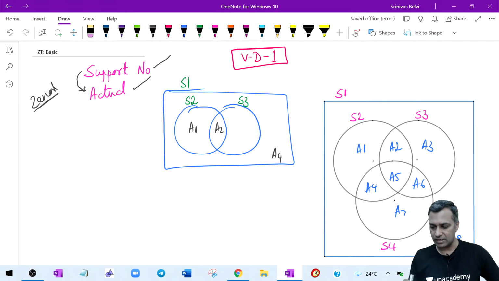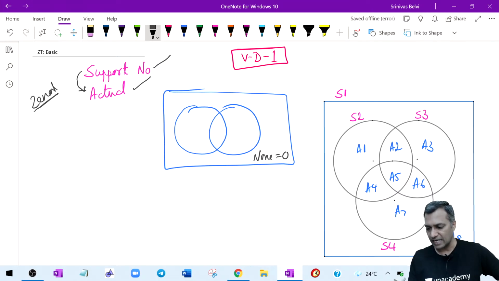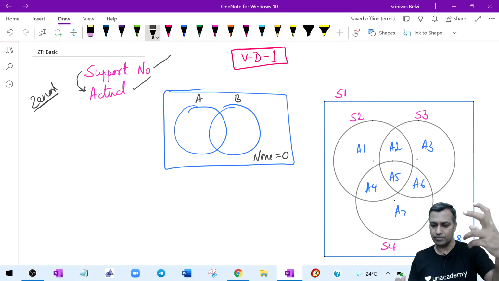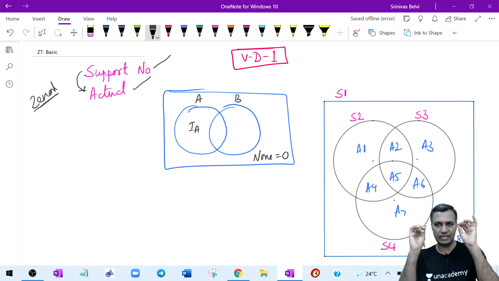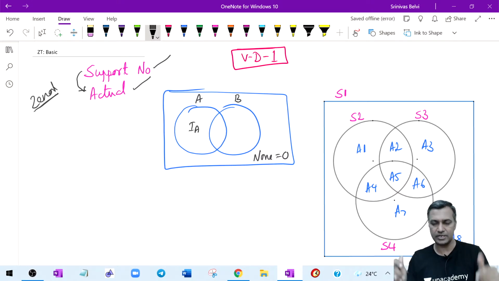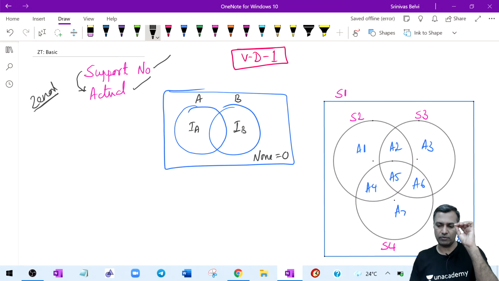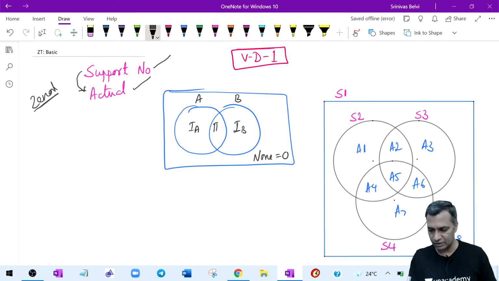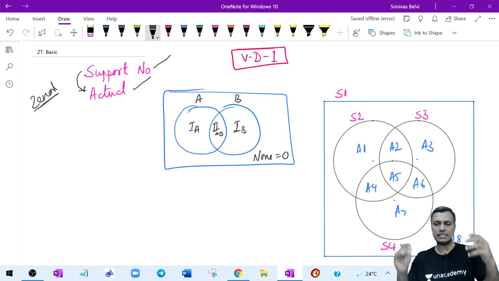So let me put it in a different sense. Let me write it something like this. For the time being, let's assume that none is equal to 0. Let me call these a set of A things, these a set of B things. Some people read magazine A, some people read magazine B. This is the people who read only A. When I write Roman number 1 with subscript A, it means they read only A. If I write Roman number 1 and B, they read exactly one magazine, that is B. Here I will write 2AB because they read both magazines A as well as B.